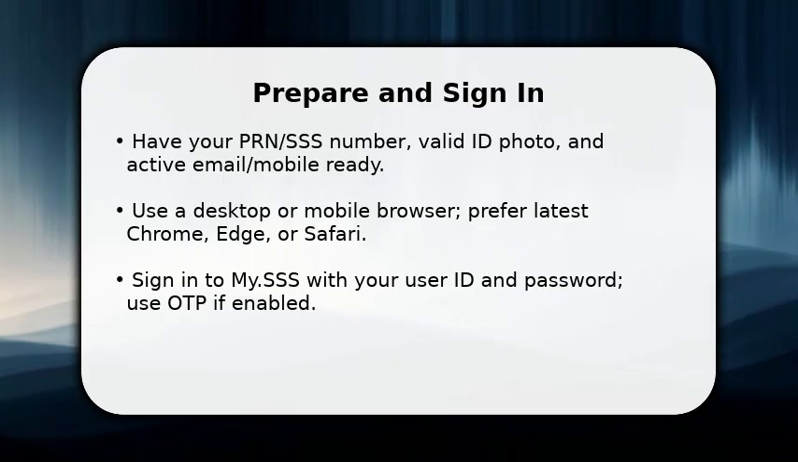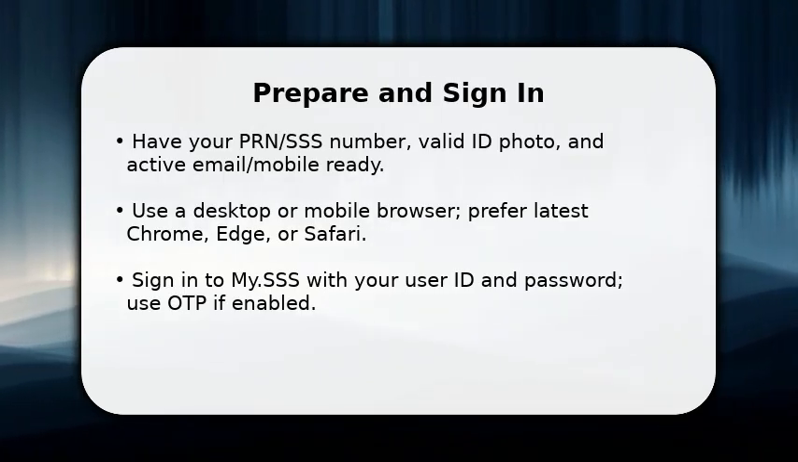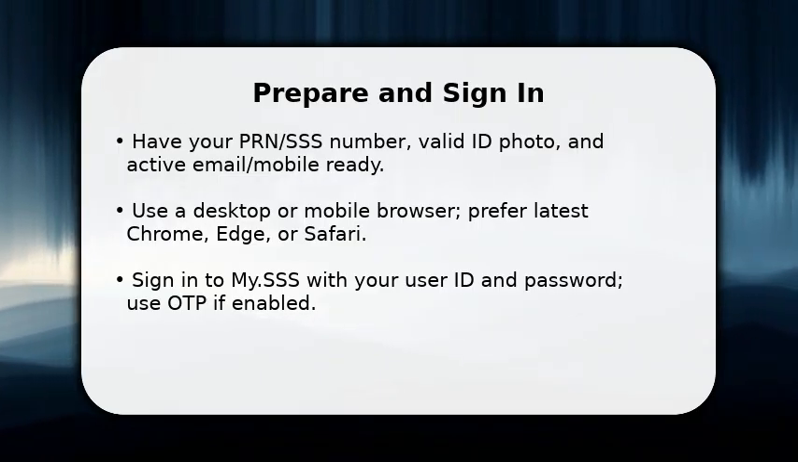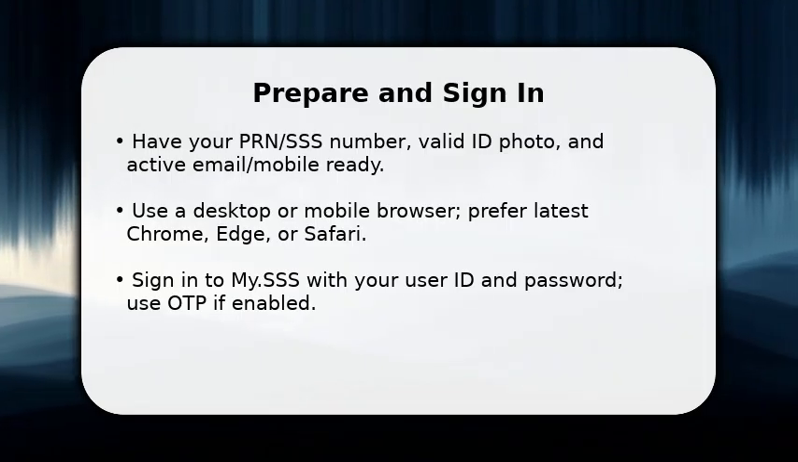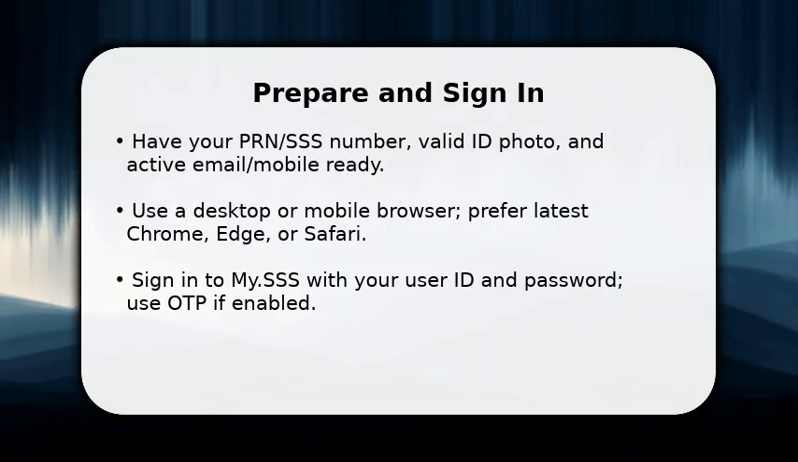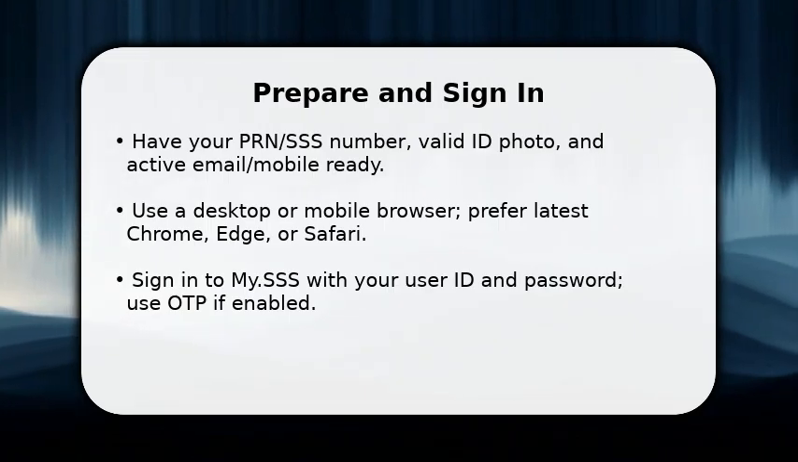You start by gathering your PRN or SSS number, a clear ID image, and a working email and mobile. Once done, open My SSS and sign in with your credentials. Make sure two-factor OTP is available if your account uses it. If you don't have an account, register using your PRN and valid ID details, then verify email.